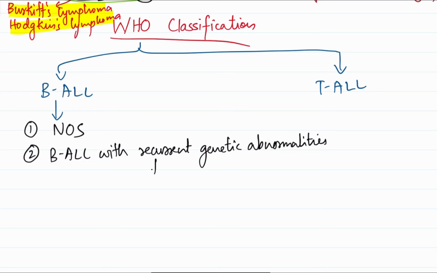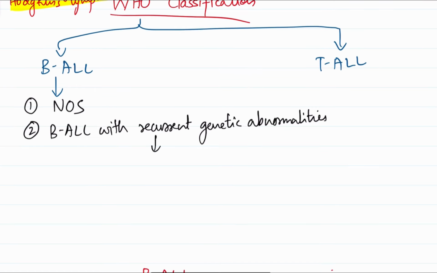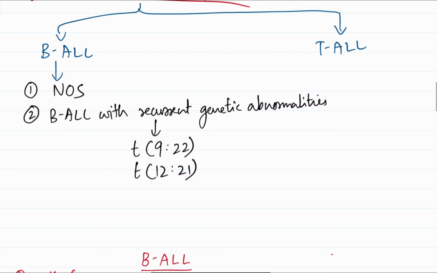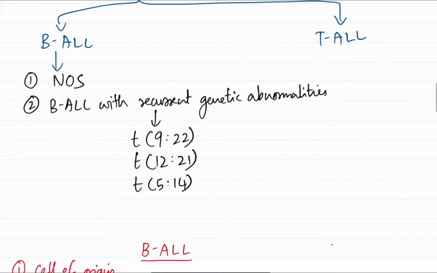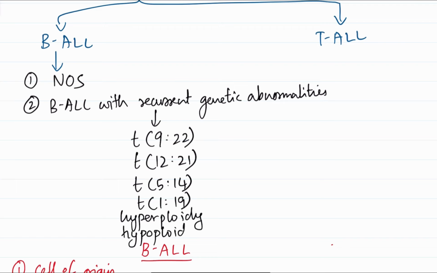Now under the recurrent genetic abnormalities, the important ones are, first, the translocation of 9;22, that is the Philadelphia chromosome. The next is translocation of 12;21. The third one is translocation of 5;14. The fourth one, translocation of 1;19. And the last two are hyperploidy and hypoploidy, that is B-ALL with hyperploidy and B-ALL with hypoploidy.